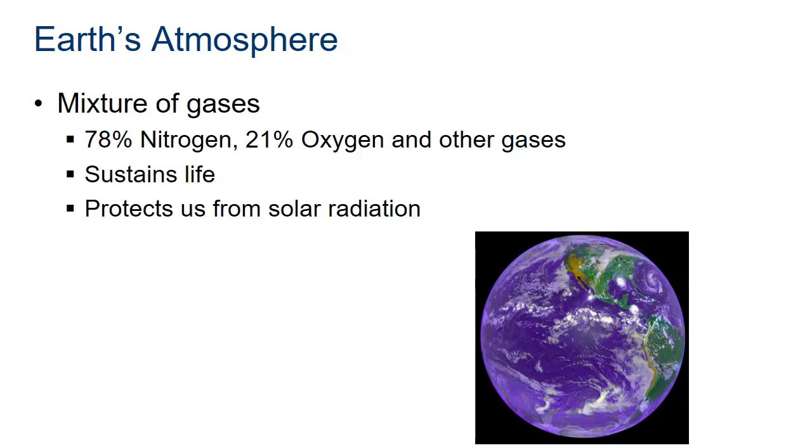Let's take a moment to think about the Earth's atmosphere and what this has to do with flight. So first of all, the atmosphere is made of a combination of gases. It's mostly nitrogen, 21% of it's oxygen, and whatever's left is trace gases, like carbon dioxide. It's important to us because it sustains life and it protects us from solar radiation. Without the atmosphere, we would have really, really terrible problems with ultraviolet radiation and that sort of thing.